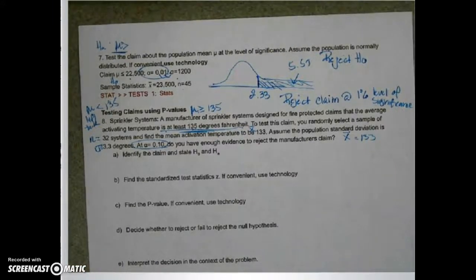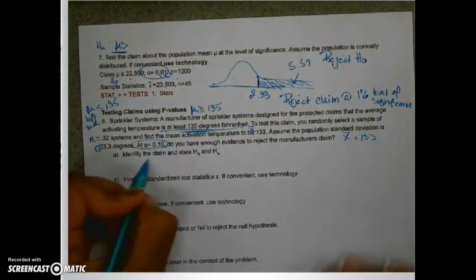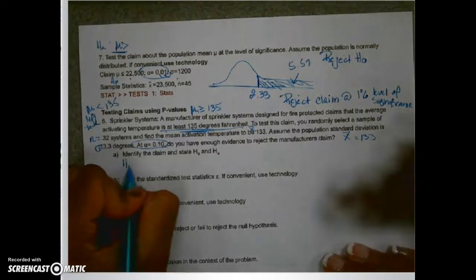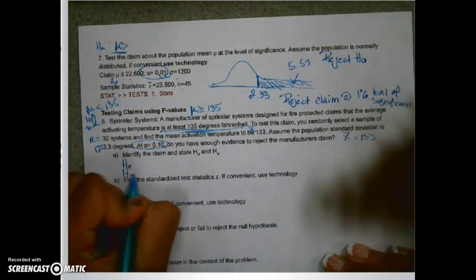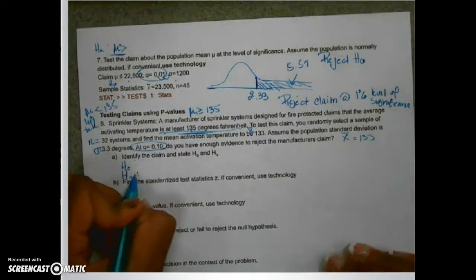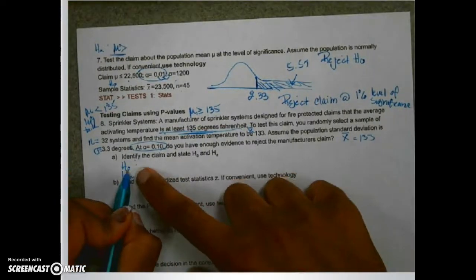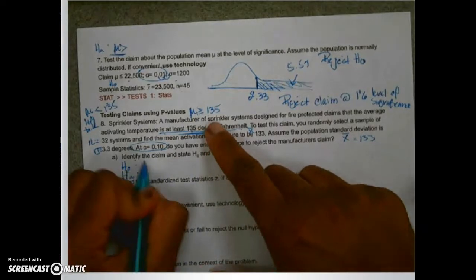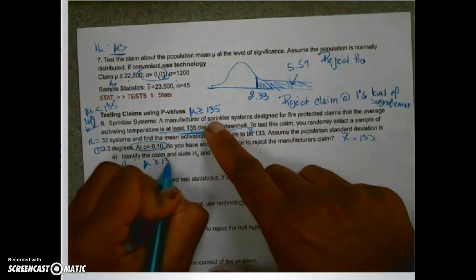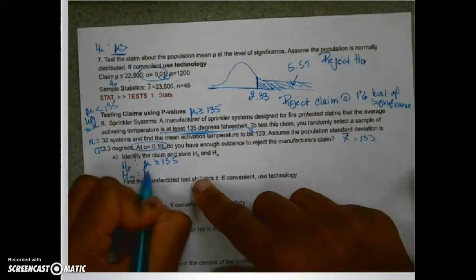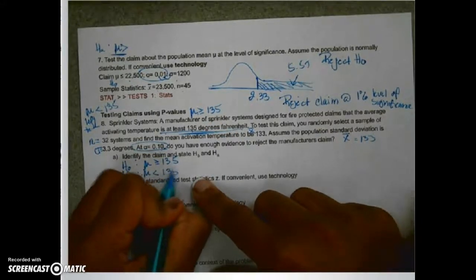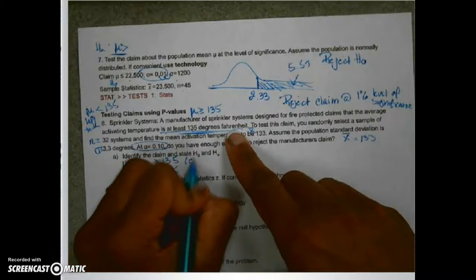Let's get to the A, B, C, and D part of this. So identify the claim and the H a. Well, because it has an equal to sign, this is the null hypothesis. The mean is greater than or equal to 135, which would mean this would be less than 135. This is what they're claiming, so I'm going to label that as the claim.